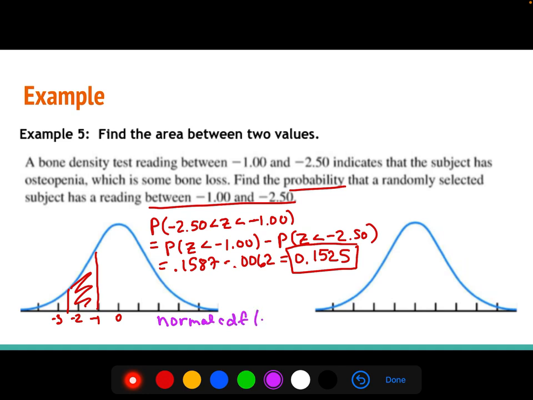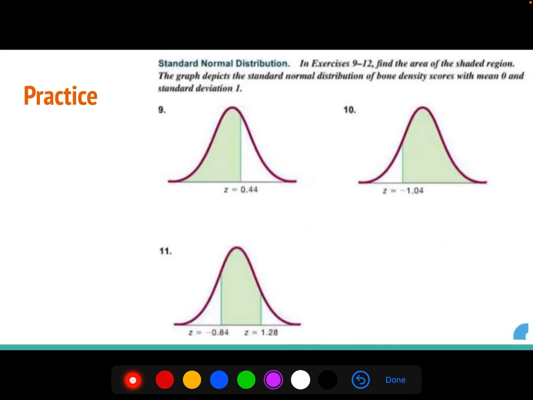Or if I want to use my calculator, it's normalcdf. My lower value is -2.5. My upper value is -1.0. And it's standard normal, so 0, 1. Again, I get the same answer. So I want you to know that you could use either the calculator or your tables.